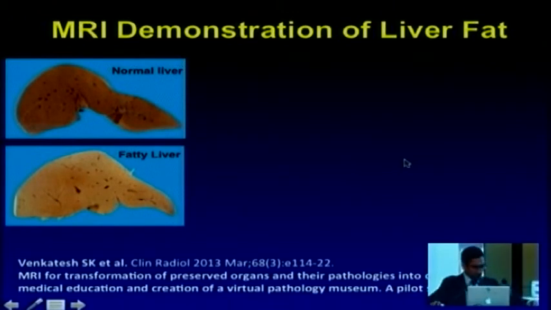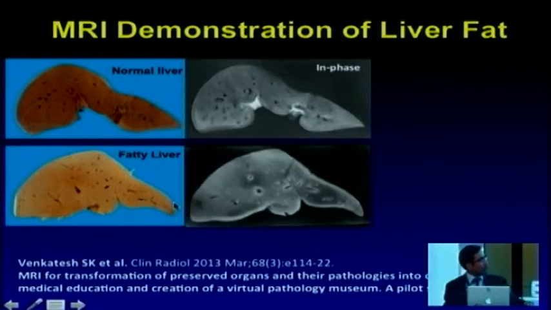So this is a study which I did in Singapore when I was there as a faculty about 6 years back. We took these museum specimens. These are specimens in formalin jars. So this is a slice of normal liver, and this is a slice of fatty liver. There's no doubt about it. Everybody can notice that this is a fatty liver.